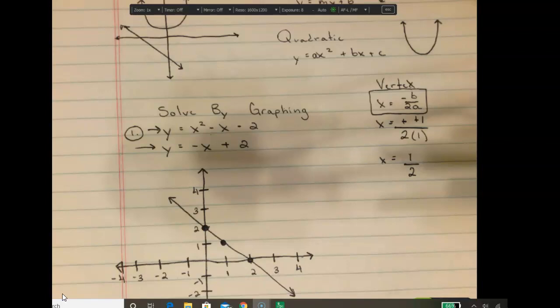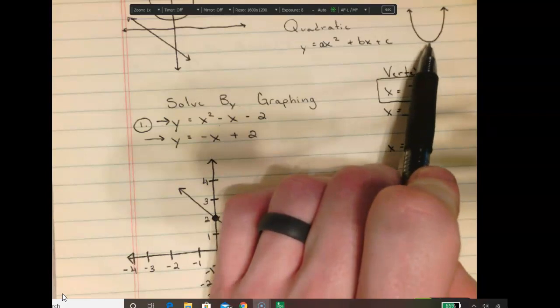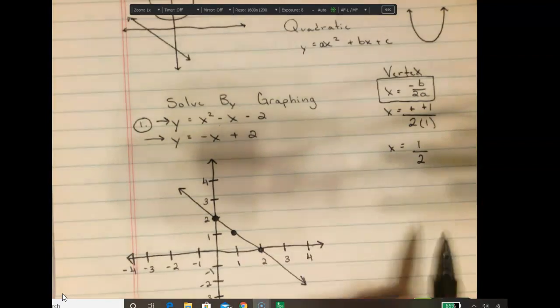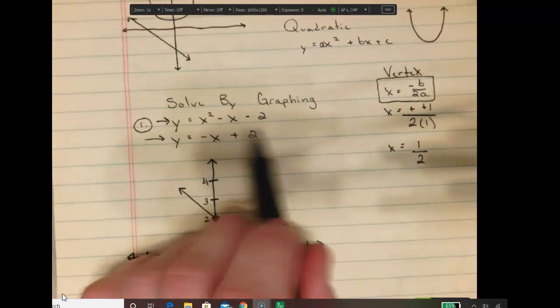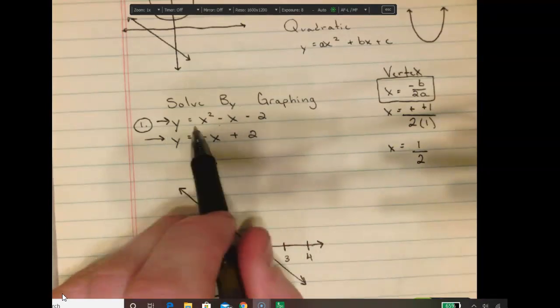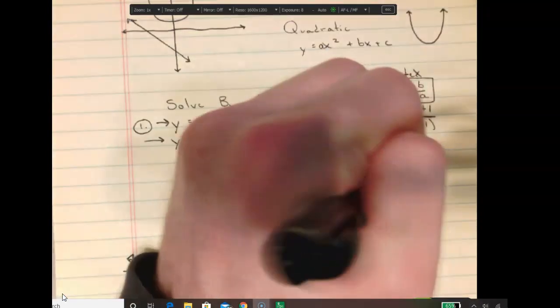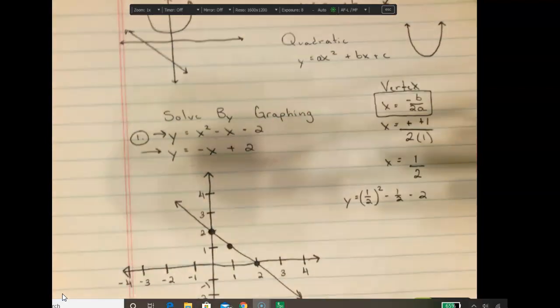Then I want to find my y for my vertex, because remember guys, vertex, that's your point. It's almost like if I look at this parabola above here, my vertex is that ordered pair that is the very bottom of my parabola. So I'm trying to find that ordered pair. So I've got an x, now I need to find a y. So I'm going to plug this half back into my equation and find out what y is equal to. So y is equal to 1/2 squared minus half minus 2.